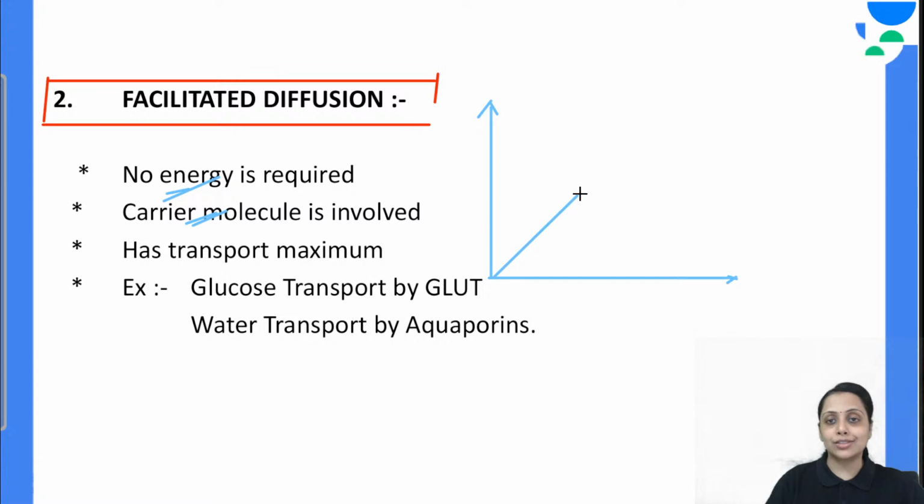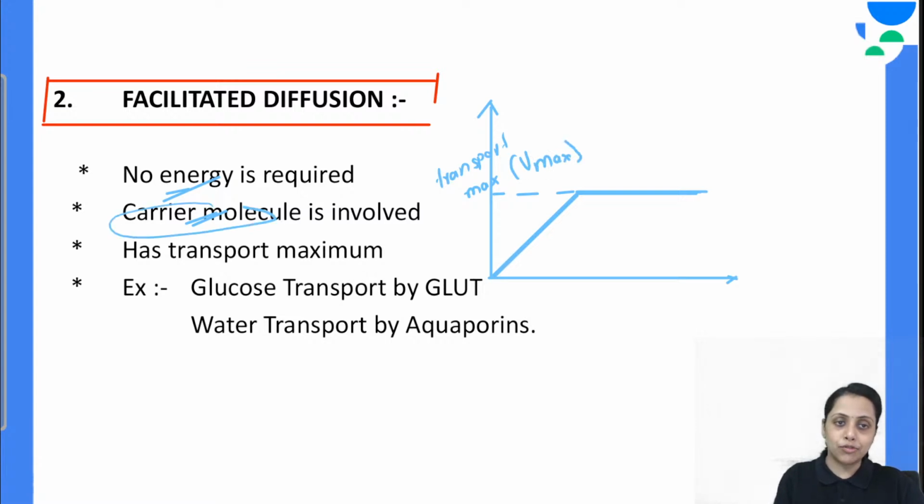Initially when we increase the concentration gradient, the rate of transport increases. But after a certain period of time, what happens? When we increase the concentration gradient, there is no more increase in the rate of transport. This is known as the transporter max, or in short, the V max. So whenever a carrier molecule is involved, there will be the transporter max concept. So in facilitated diffusion also there will be the concept of transporter max.